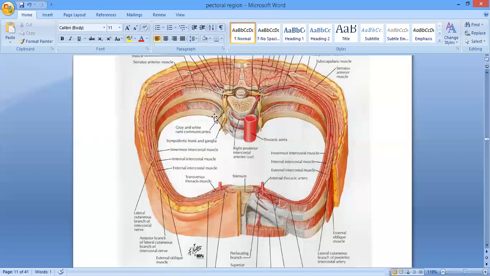So the spinal nerves are going to supply the pectoral region by the lateral cutaneous branches and the anterior cutaneous branches. Is it clear जी? आपको pathway पता चला? ठीक है?